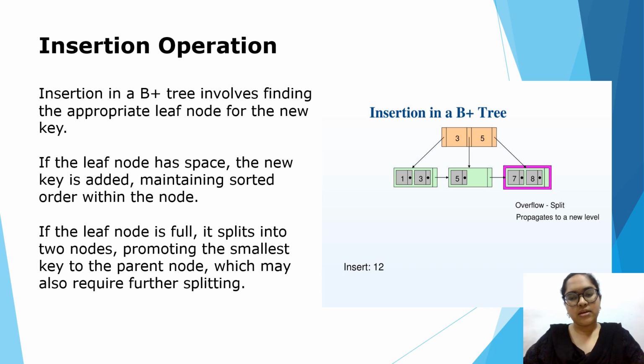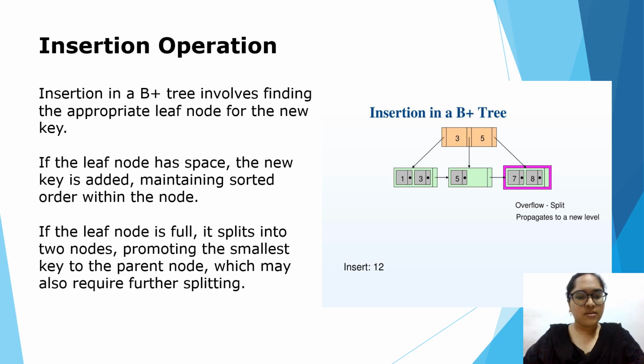So it will check if 4 is greater than 3 or less than 3. Since 4 is greater than 3, it will move towards the right and come under 5. So 4 will be inserted first and then 5. Likewise, insertion operation in B plus trees is performed.